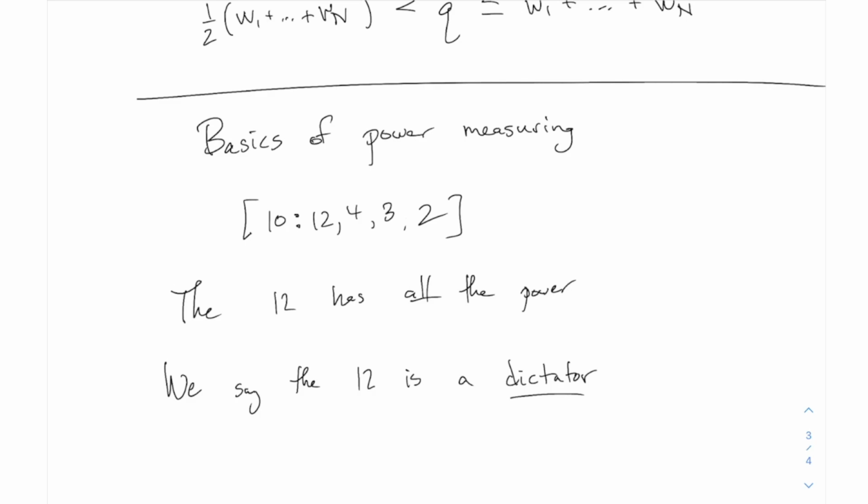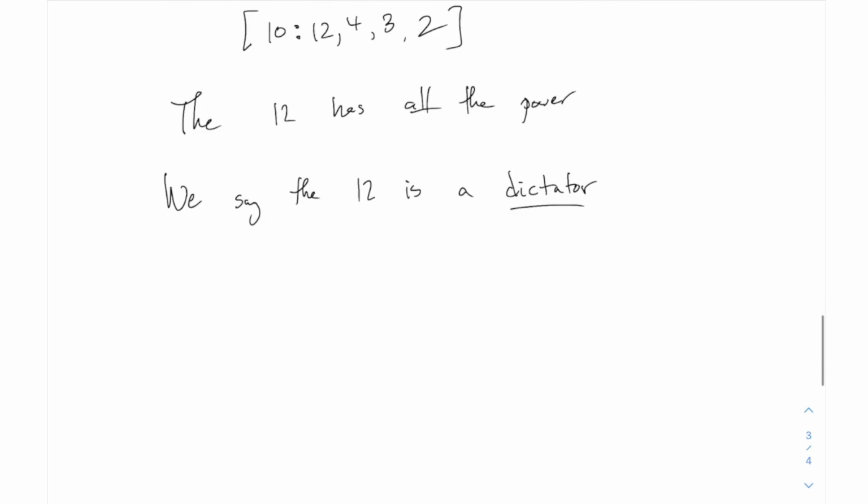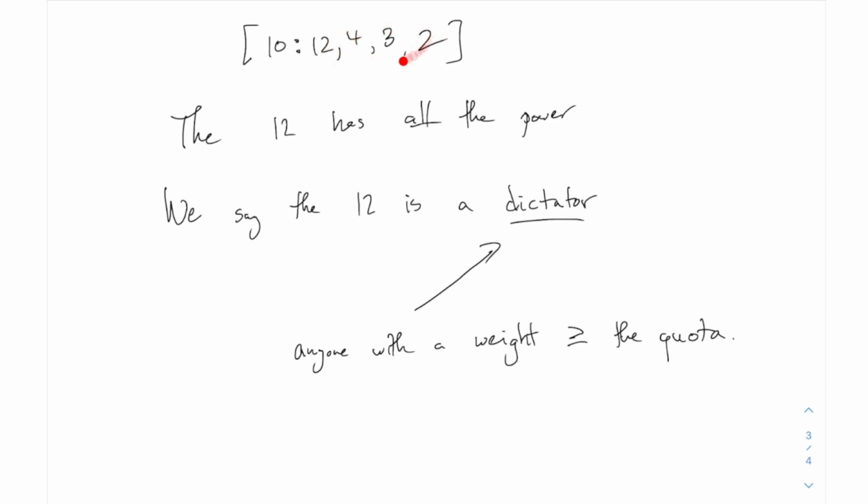And actually, it's very easy when you just look at the numbers to tell if someone is a dictator. Someone is a dictator when their weight is bigger than the quota or equal to the quota. And that's all you have to look for. So we say that 12 is a dictator. A dictator is very easy to identify. Anyone with a weight greater than or equal to the quota. So if you see one of those numbers over here is bigger than the quota or equal to the quota, then automatically that person is a dictator, which means they have all the power, and everybody else has no power at all.